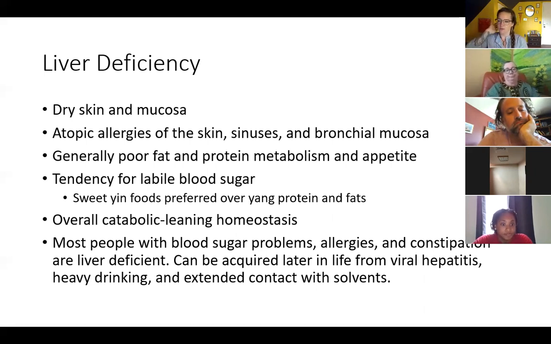So you have an overall catabolic leaning homeostasis. We talked about homeostasis is this constant balance of metabolism. Catabolism is the breakdown of tissues and the breakdown of foods. If you have a liver deficiency, you're leaning towards this breakdown aspect of the body more than the building up, because the liver keeps you strong. Well, it keeps everything going.